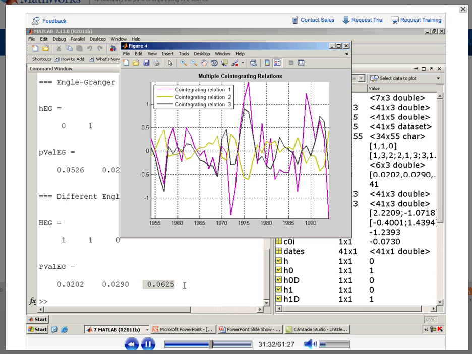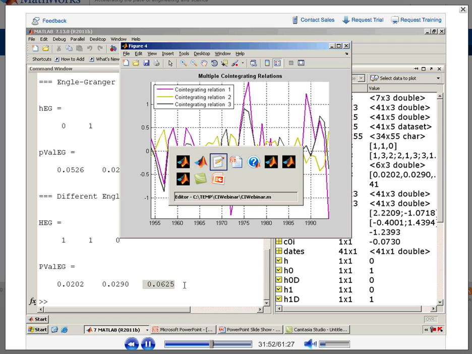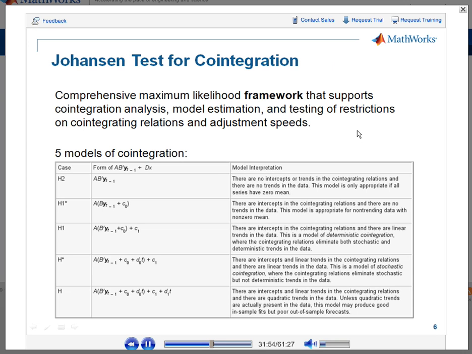So the point is that the Engle-Granger test, although it's classic and nice and easy to understand, has its limitations. It's limited to finding a single co-integrating relation at a time, and it does have this possibility where you could be drawing different inferences depending on how you make some arbitrary choices. Let's compare the Engle-Granger test with a more modern, more complete test.